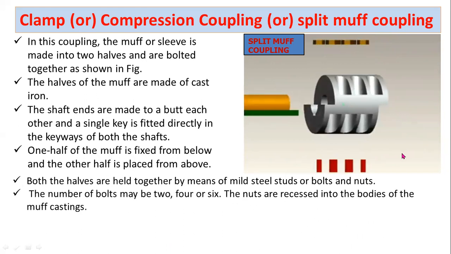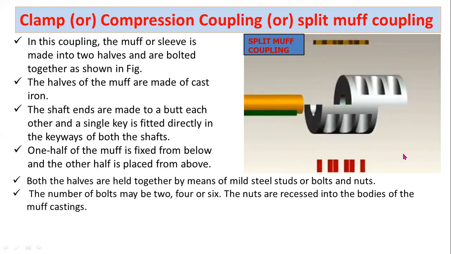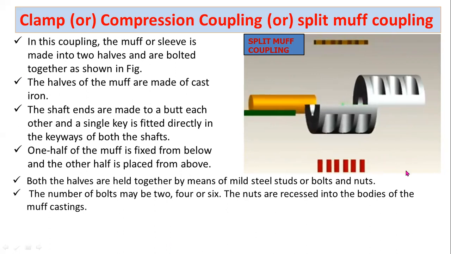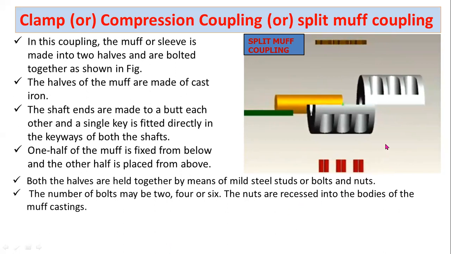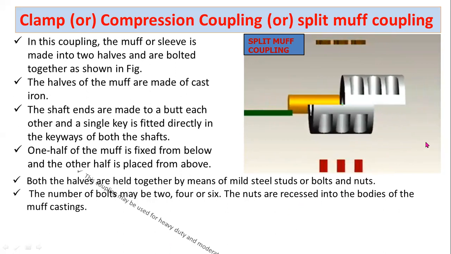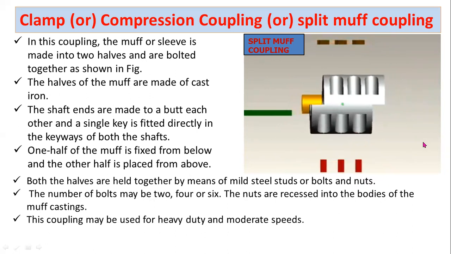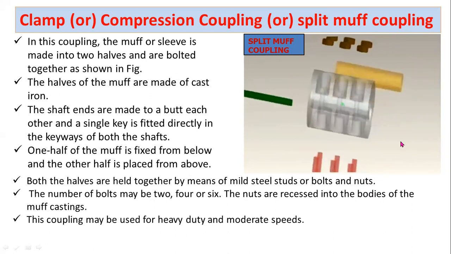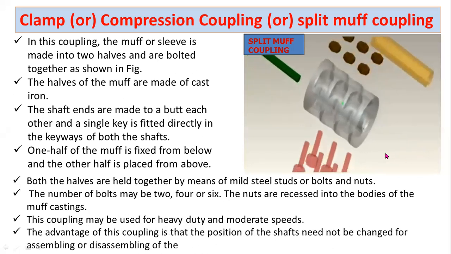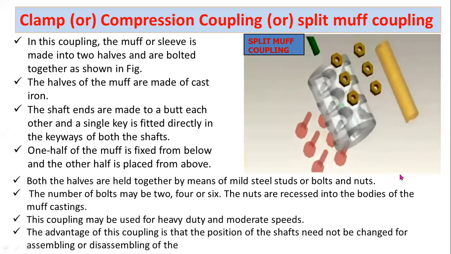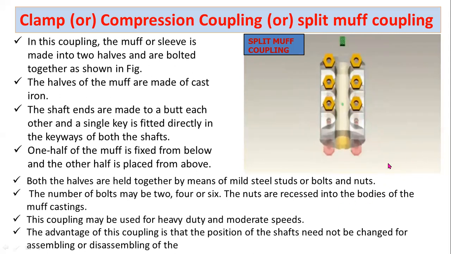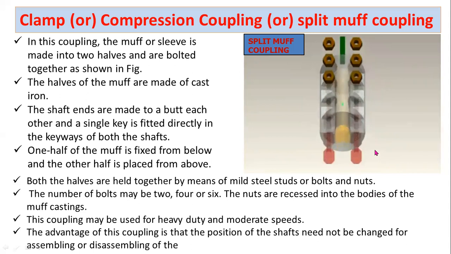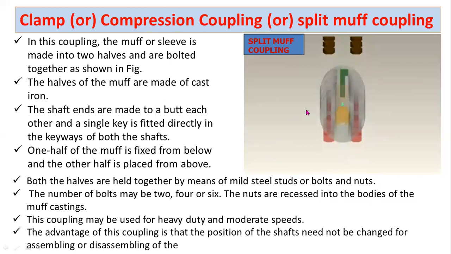The number of bolts may be 2, 4, or 6. The nuts are recessed into the bodies of the muff castings. This coupling may be used for heavy duty and moderate speeds. The advantage of this split muff coupling is that the position of the shafts need not be changed for assembling or disassembling of the parts.